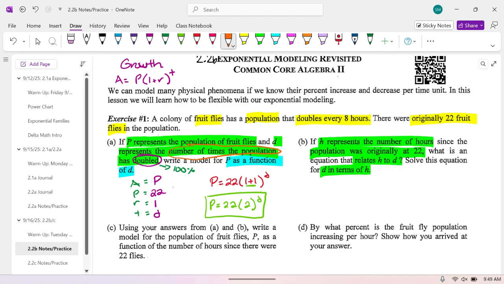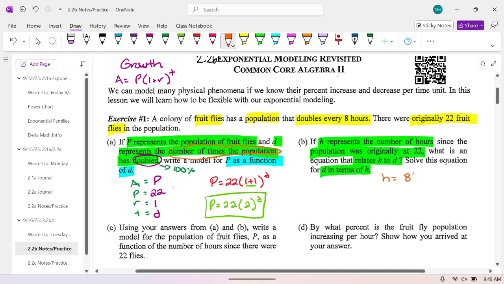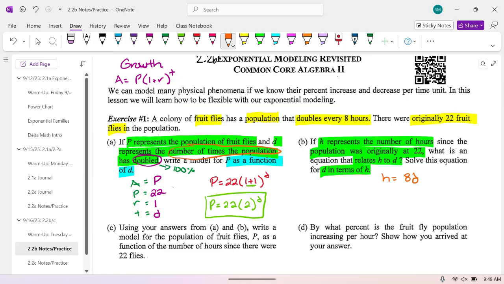So in other words, if we're talking about how many times it doubles, how would I know how many hours pass if I know how many times it doubles? For example, I already used 3 as an example. If we know that they doubled 3 times, how many hours pass? 24. How'd you get 24? 8 times 3, 8 times D. So H is equal to 8 times D. We took how many times it doubled and multiplied it by 8. That's how many hours have passed.